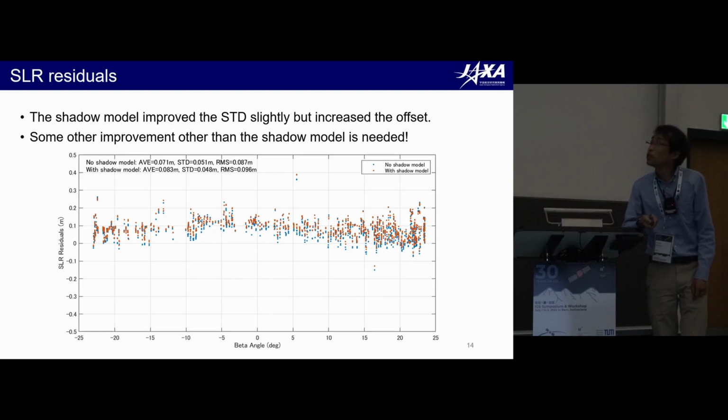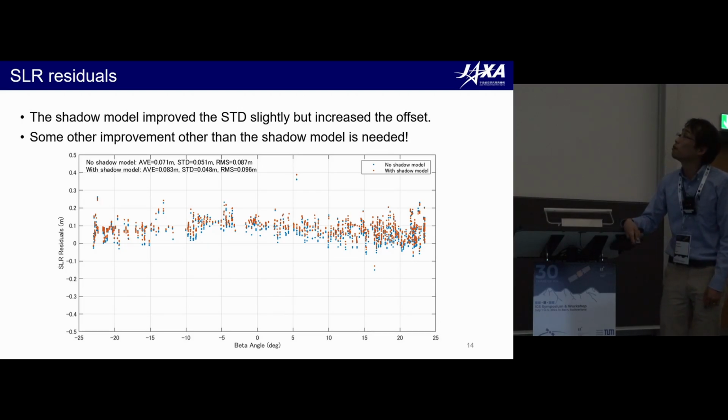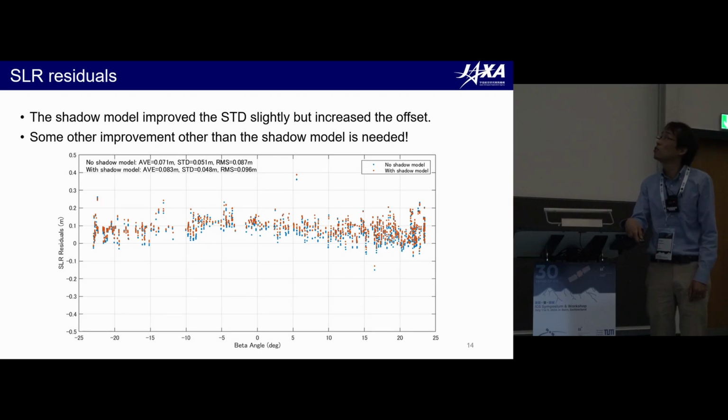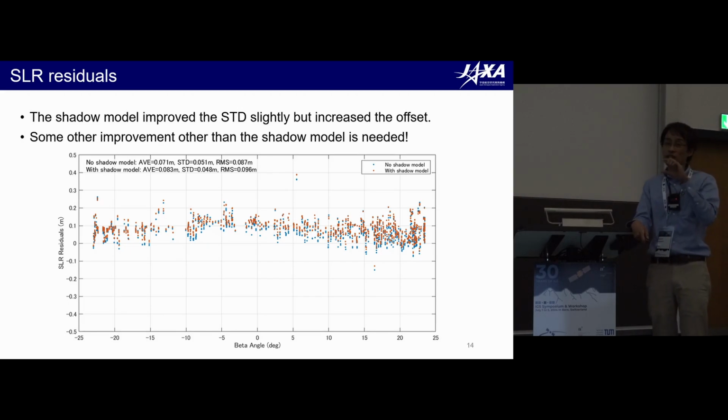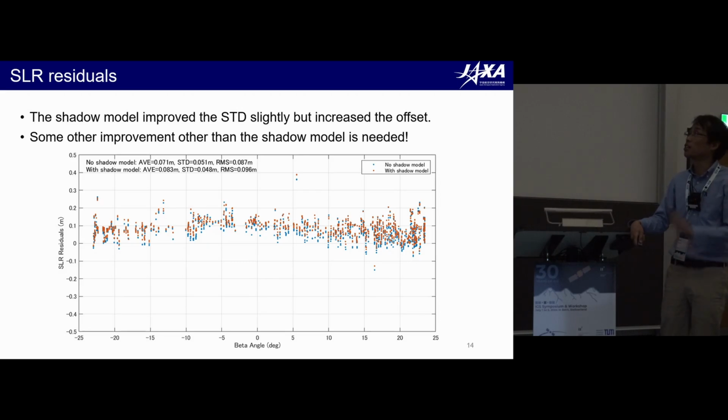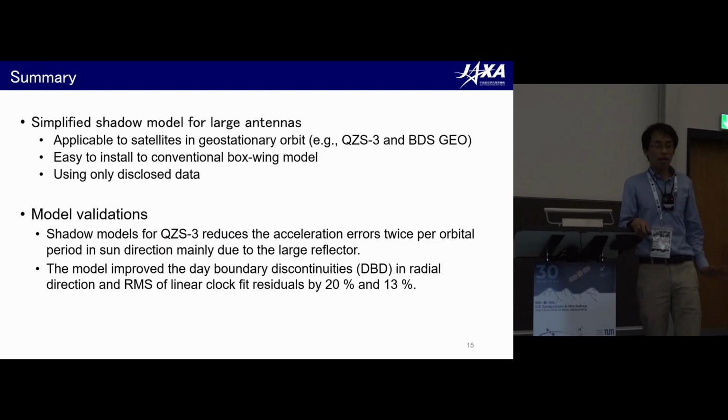And this is the final slide of my validation. This slide shows the SLR residuals with and without the box wing shadow model. The shadow model improved the standard deviation of the SLR residual slightly, but increased the offset. So we have to check the cause of why the offset is increased using the shadowing model. I guess some improvement other than the shadow model is needed.